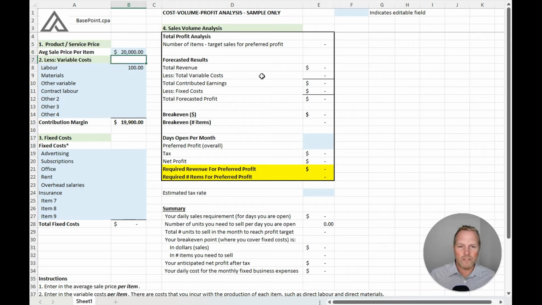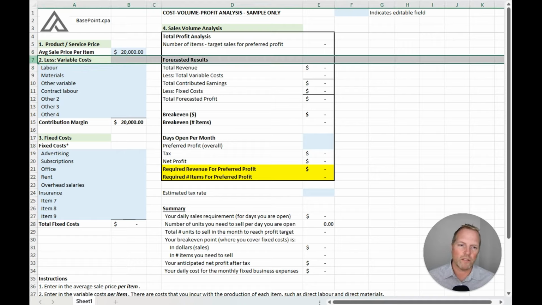So when we're dealing with the numbers here, we're going to be looking at some summary level numbers, some averages. We have a much more detailed version of this available if you have multiple types of products or services that you would offer. But for the purpose of this walkthrough, it's just a simple tool here. So $20,000 for your average bathroom reno, and then we'll plug in what are called variable costs.